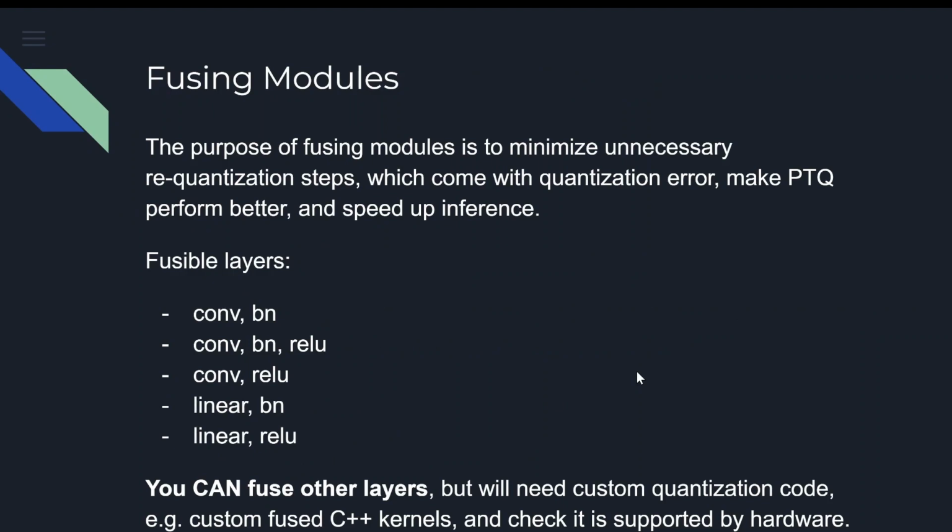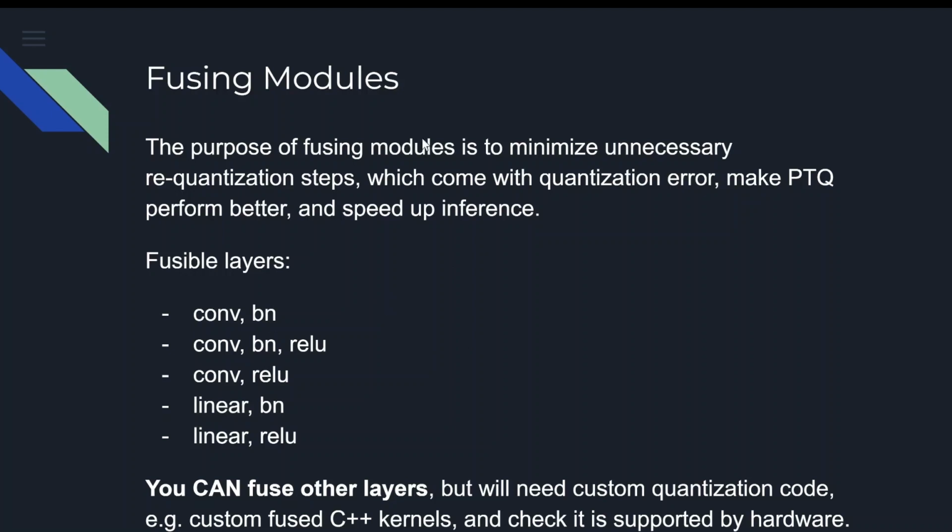Cool. What is next? So after we've done all of the required architecture changes to our model, next it is highly recommended to fuse certain modules together. Now, the purpose of fusing modules is to minimize unnecessary requantization steps. And this does a few things. One, it minimizes quantization error, which is good. It also helps PTQ, which is also good. And it also speeds up inference, which is good. So there's not really any good reason not to fuse modules if you can, so you should.